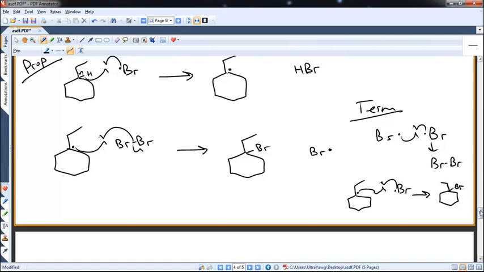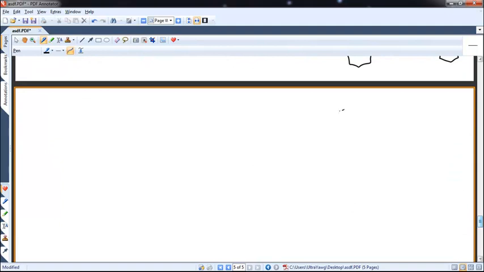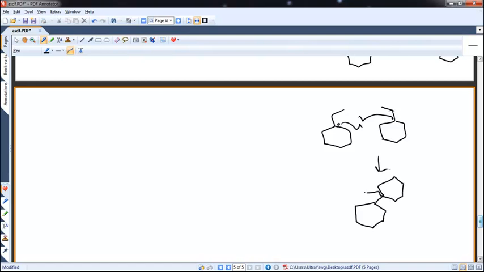And of course there's one more termination step, might as well draw it. Carbon radical plus carbon radical gives us the carbon-carbon bond, big old ugly thing. And I won't ask you to name that because there's 2 cyclic compounds. It gets a little confusing. So, alright, I think that's the end of chapter 4.